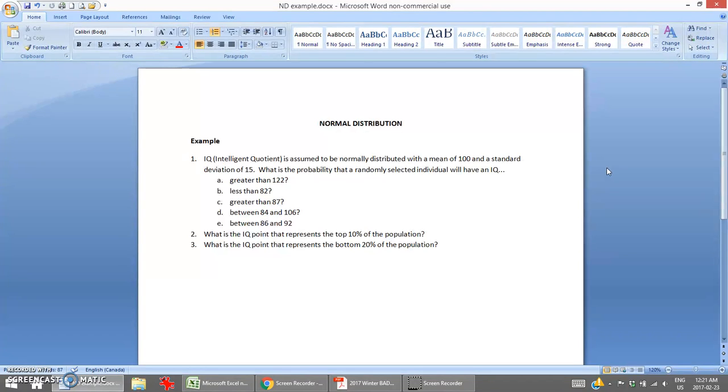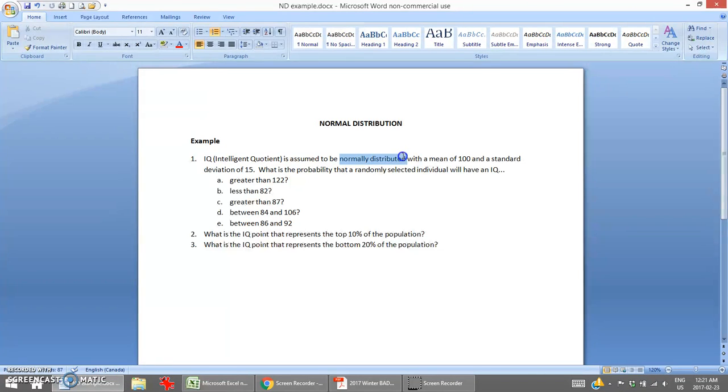The example reads: IQ, or intelligent quotient, is assumed to be normally distributed with a mean of 100 and a standard deviation of 15. What is the probability that a randomly selected individual would have an IQ greater than 122, for part A? So a few keywords that we need to recognize.